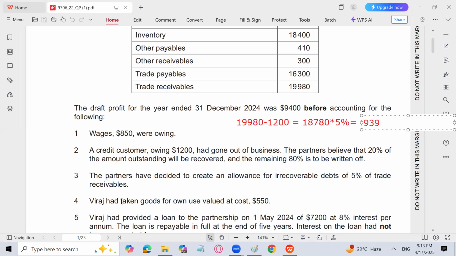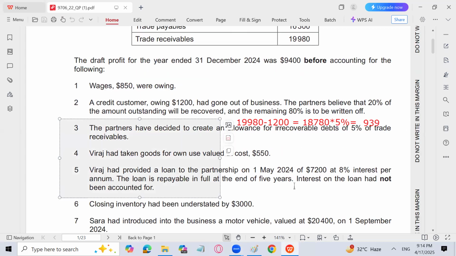Next, Viraj has taken goods for his own use valued at cost 550. The entry is going to be drawings and credit purchases, but it is not yet recorded. Viraj had provided a loan to the partnership on 1st May of 7,200 at 8% per annum. The loan is repayable in full at the end of 5 years. Interest on the loan has not been accounted for.